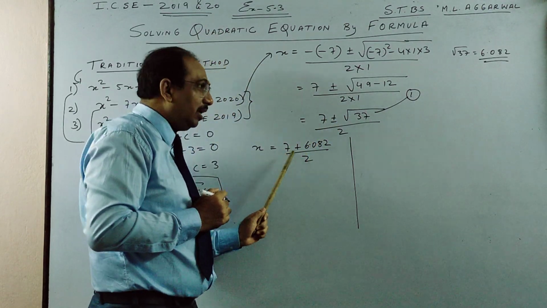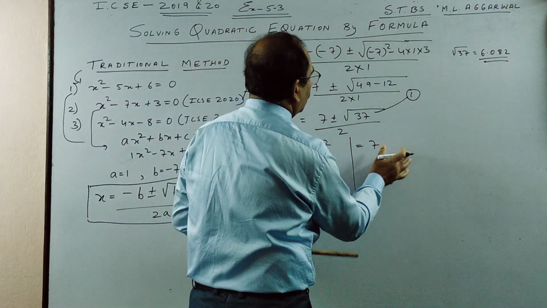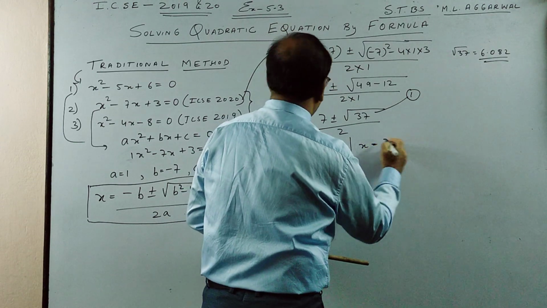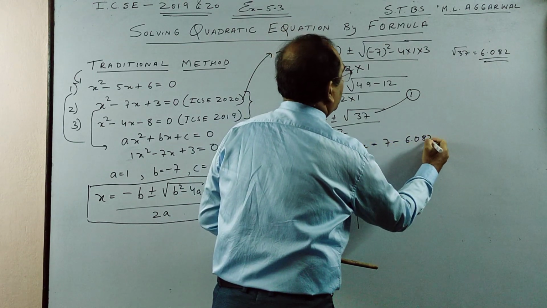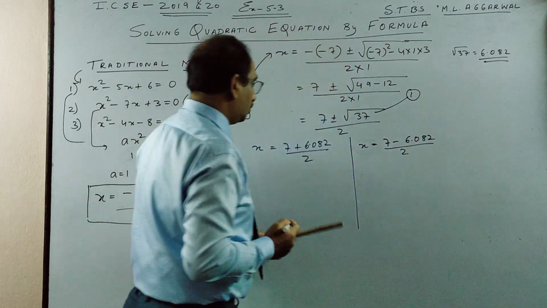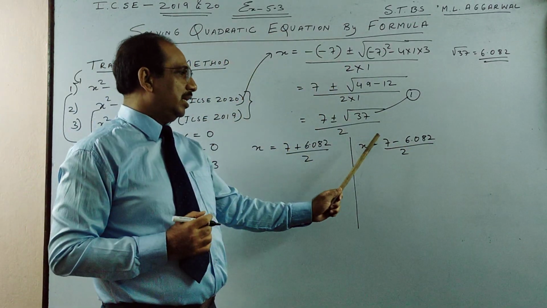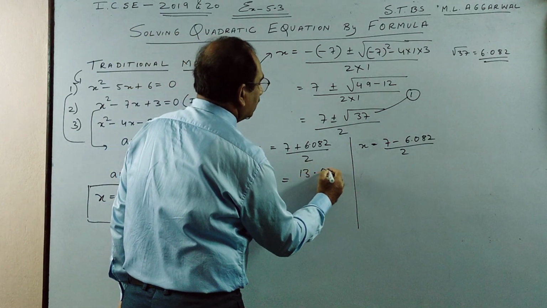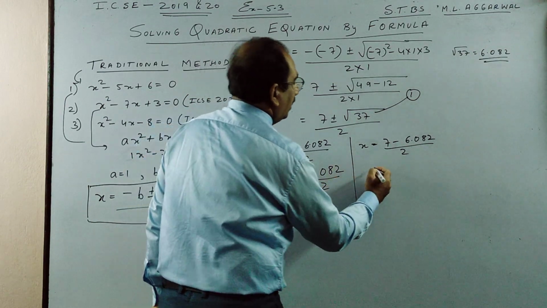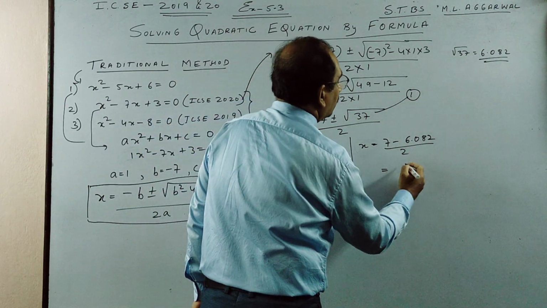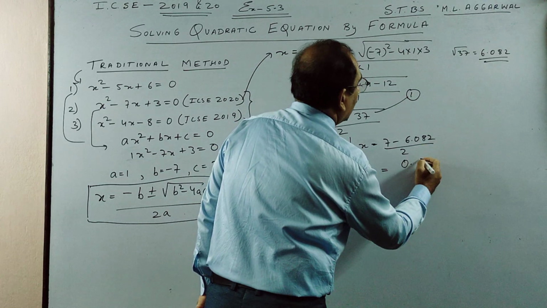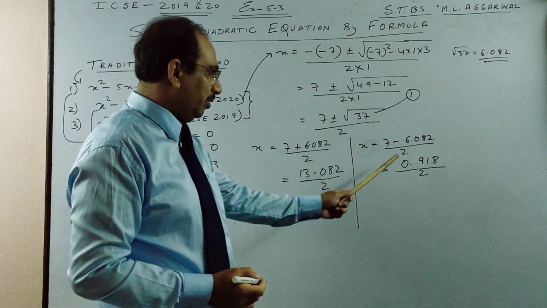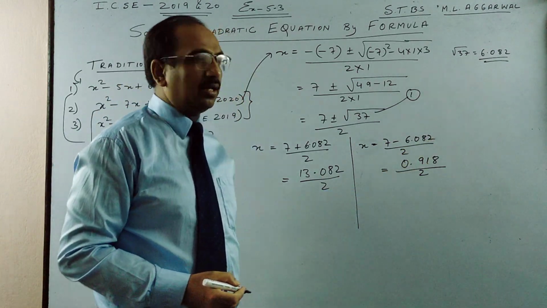Plus I take here, minus I will take this. So x is equal to 7 minus 6.082 by 2. So here I take plus and here I take minus. So what do we get? 13.082 by 2, and here we get, when you subtract, 0.918, you will get by 2. Subtract and see, you will get from 1082, if you subtract 918.